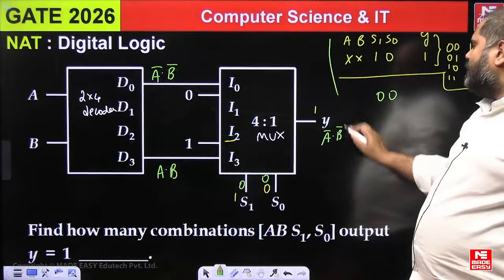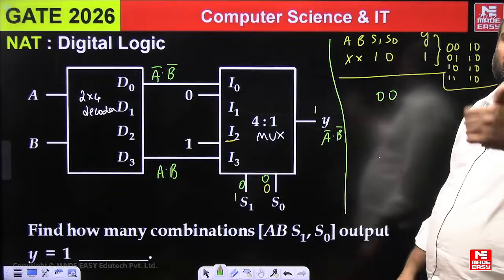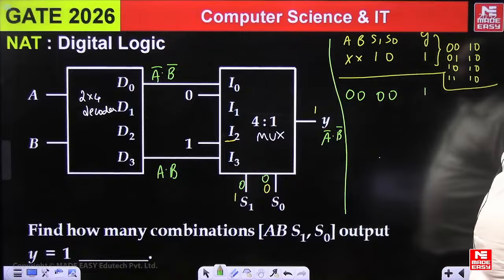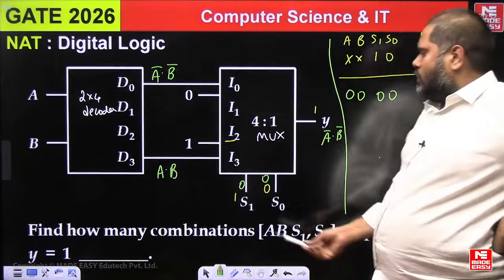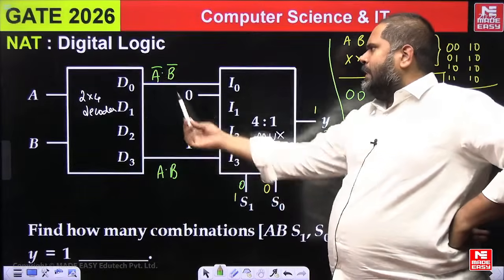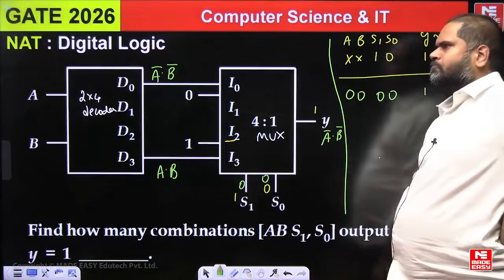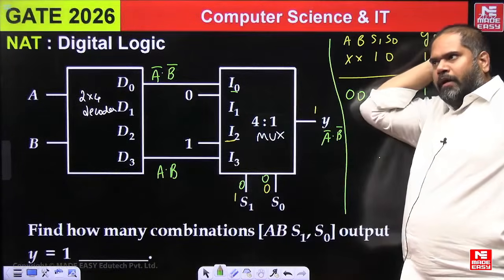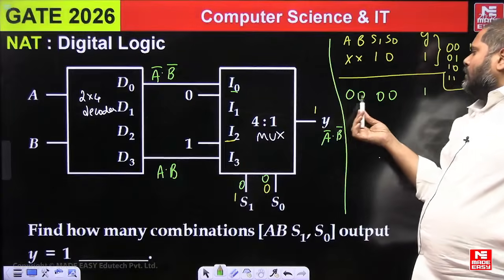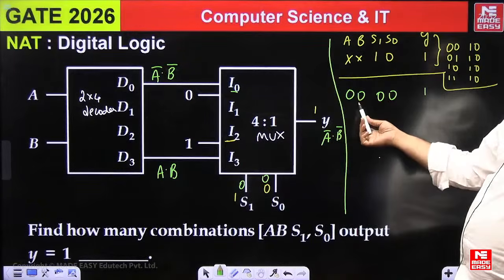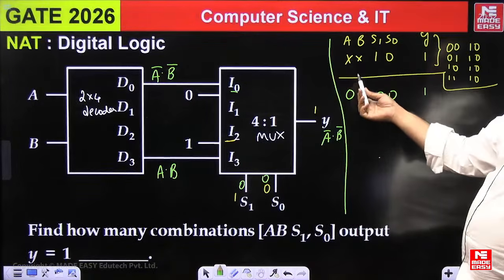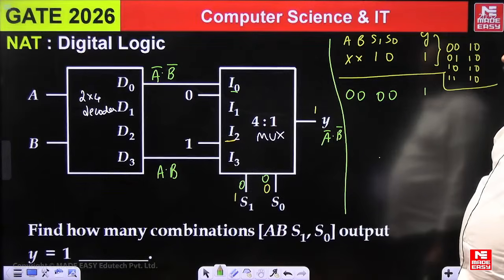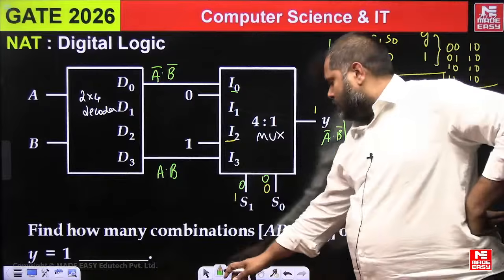When will A bar B bar become 1? Whenever A is 0 and B is 0, then only A bar B bar will become 1. Whenever you give 0 0 here, this A bar B bar is just propagating here, because I0 will get selected. So it will become 1 only when both A and B are 0 and 0. Now let's see one more case.